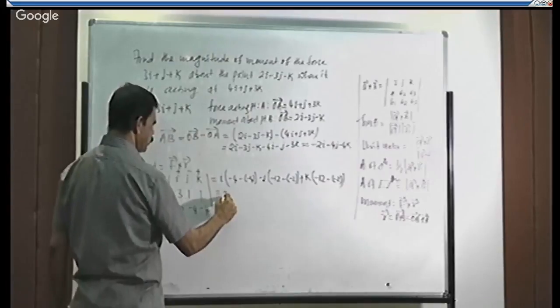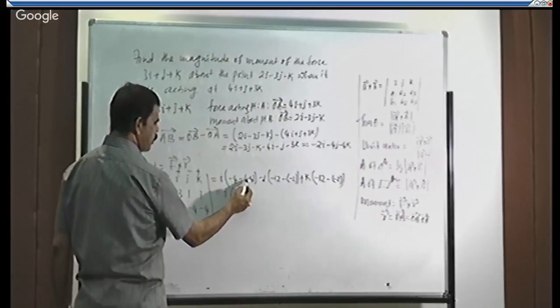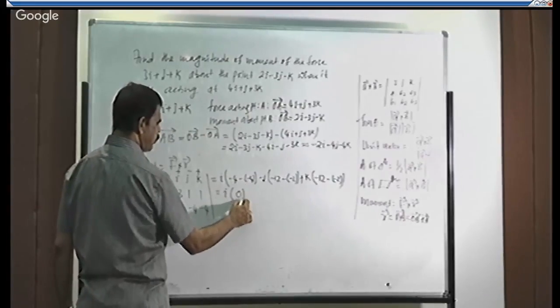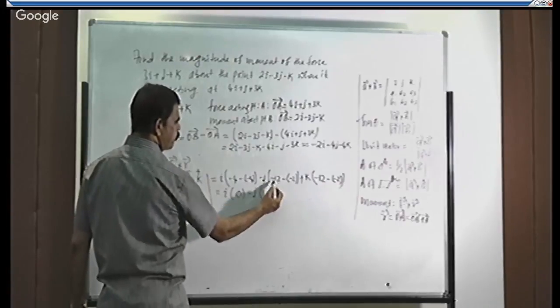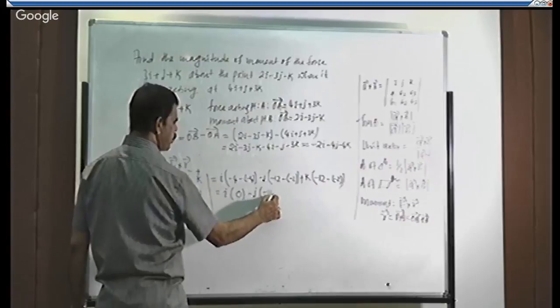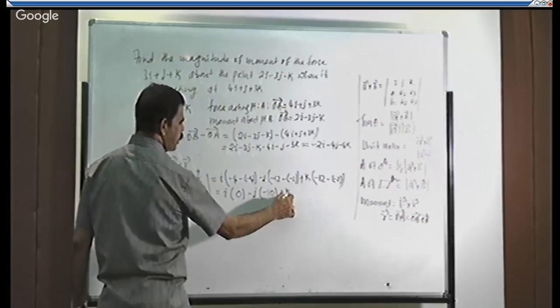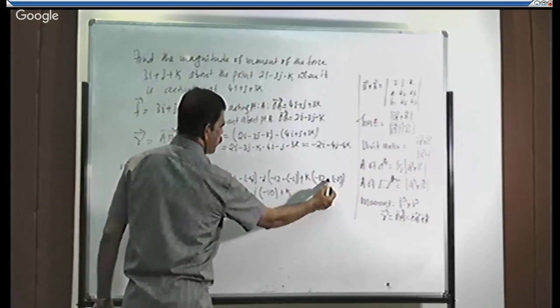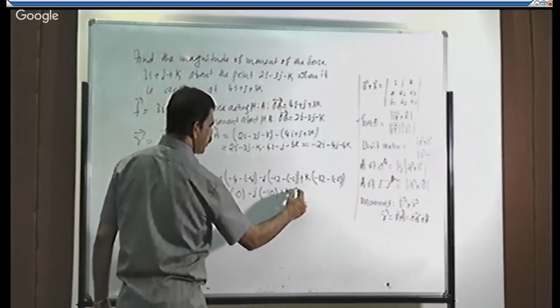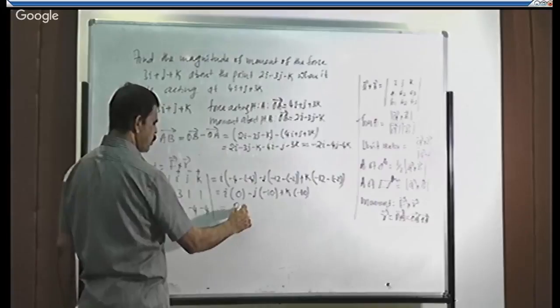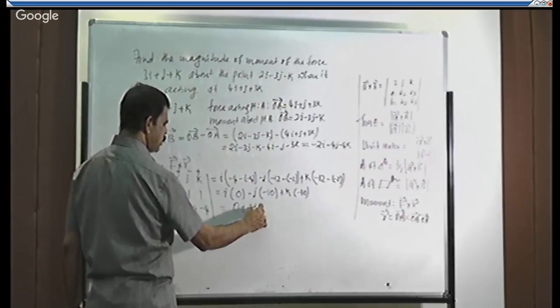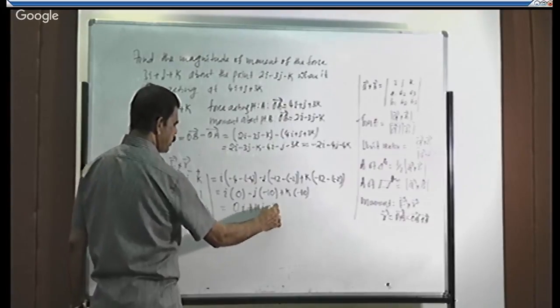That is equal to i into minus 4, minus into minus is plus 4. It is 0. Minus j into minus 12 plus 2, that is minus 10. Plus k into minus 12 plus 2, again minus 10. So finally 0i plus 10j minus 10k.